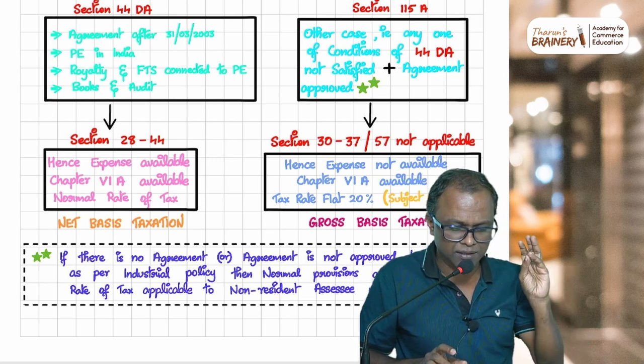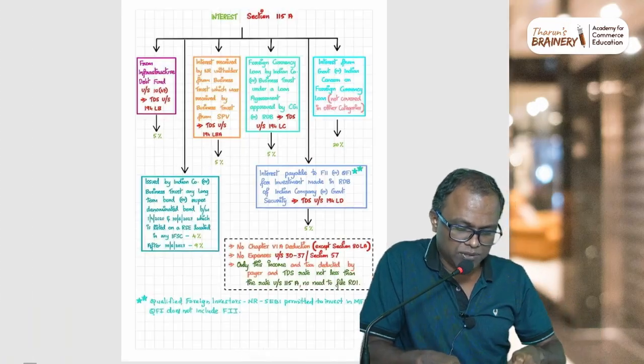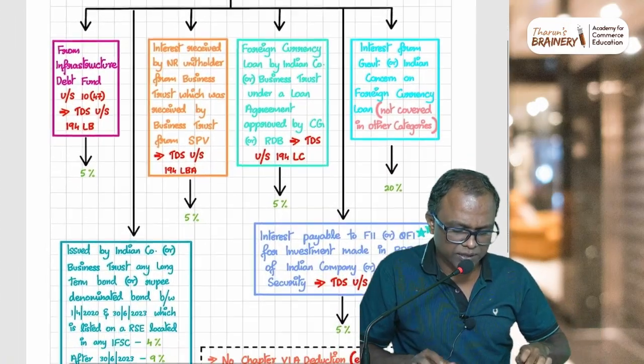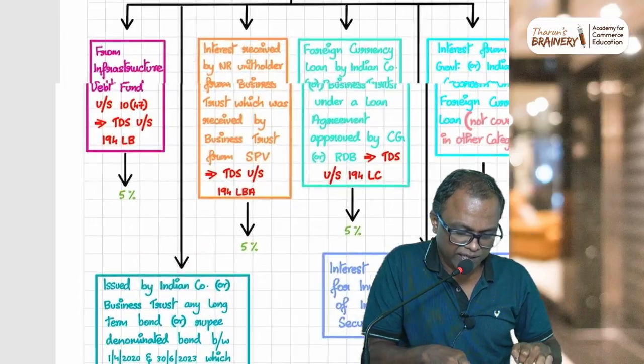This is a provision regarding royalty and FTS. Now, what is the provision regarding interest income? There are a lot of rates. You have to learn them by heart, because there are different criteria.